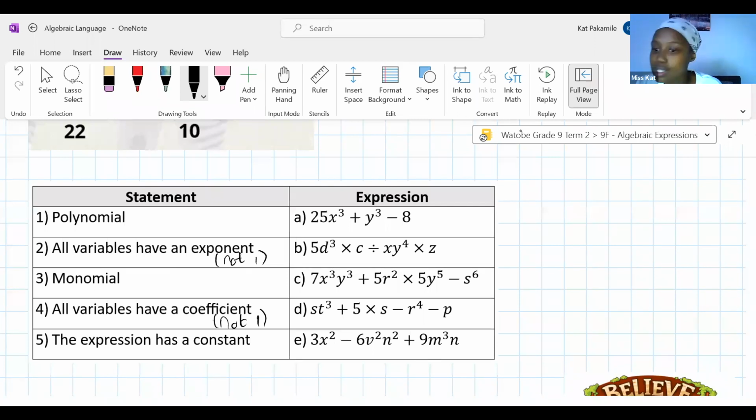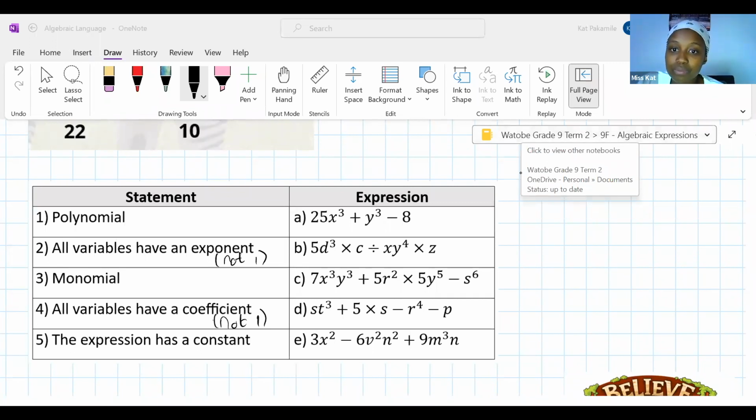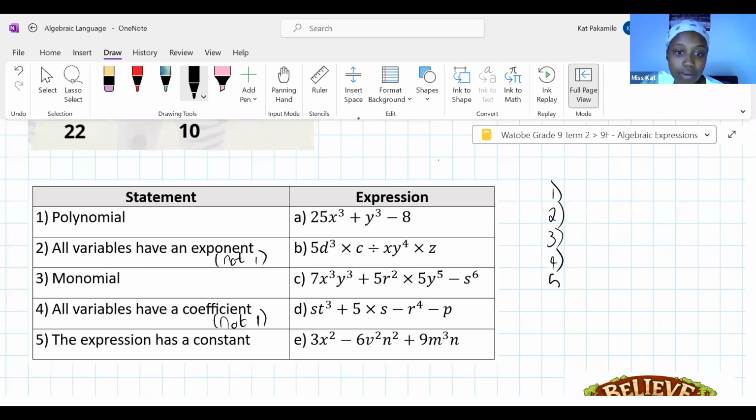Chi-Chi, do you have a question or are you helping me answer this? Ma'am, I wanna help you answer E. Okay, E is: all the variables have an exponent. Let's check. X has an exponent, yes. B has an exponent. N has an exponent. M has an exponent. Does M have an exponent? Yes, ma'am. Like it has 3. N, not M. N for no. Oh, N. No, N doesn't have an exponent, ma'am. Ooh, so it cannot be all variables have an exponent. You see that? Yes, ma'am.